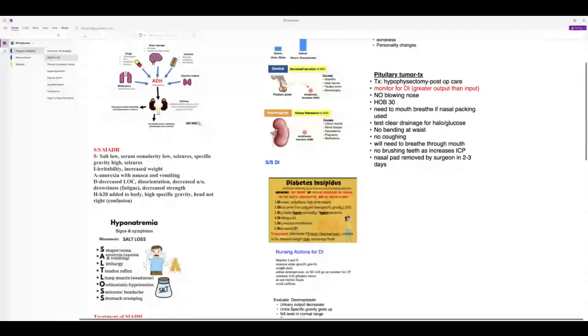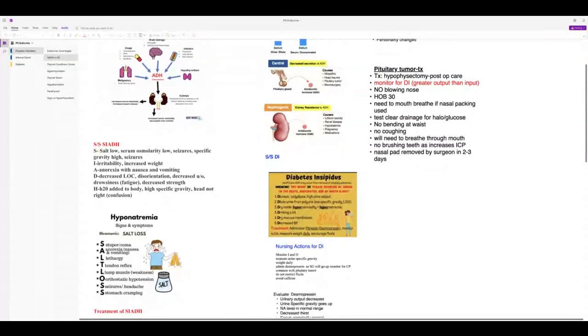And they're dry inside, which means they're going to have a hypernatremia. So the opposite of SIADH. Drinking a lot, dry mucous membranes because they get very thirsty because they're losing all their water, and decreased BP, so they could have safety issues. They could be orthostatic, okay?